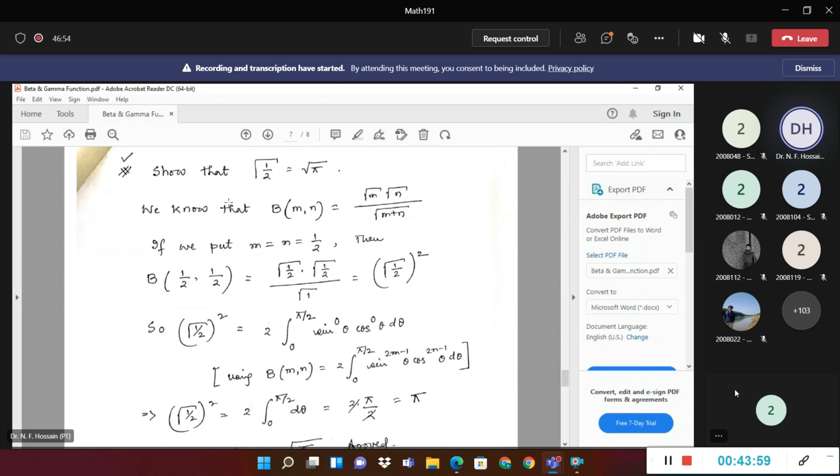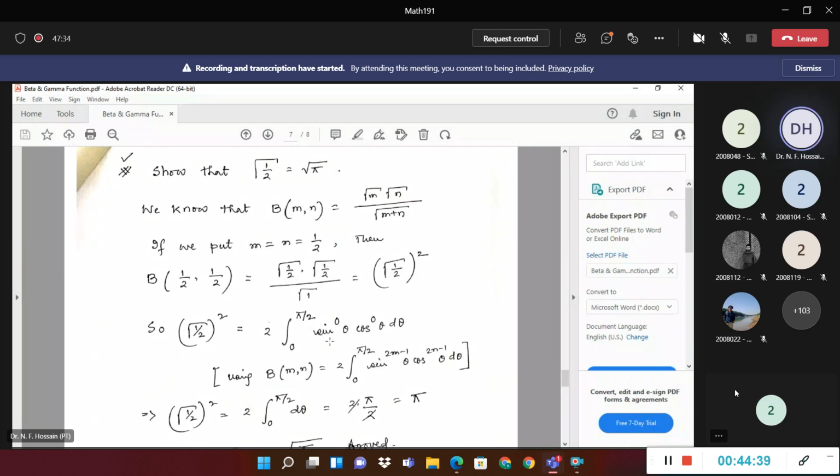Now another important relation, gamma half equals root over pi. We start from this relation, beta mn equals gamma m into gamma n divided by gamma m plus n. We now put m equal to n equal to half. So beta half half equals gamma half into gamma half divided by gamma half plus half. Half plus half is 1, gamma 1 is 1, and in the upper side it becomes gamma half whole square. So gamma half whole square equals beta of half and half.